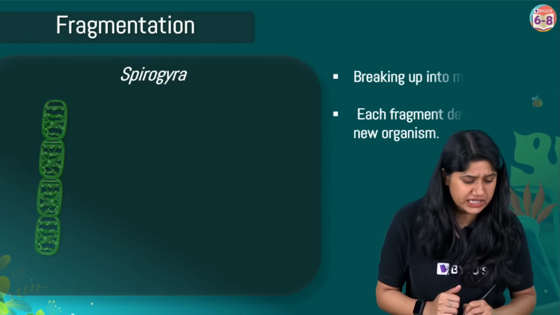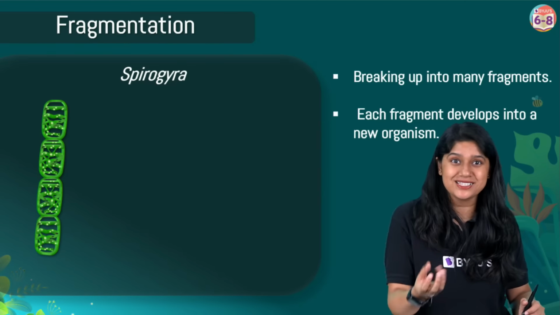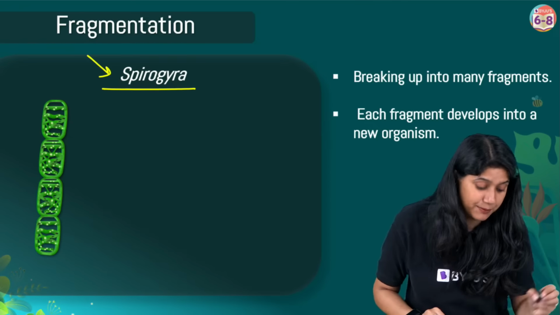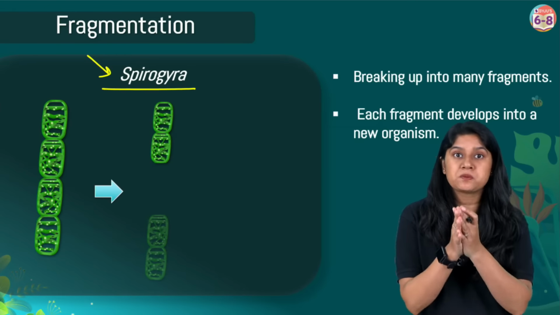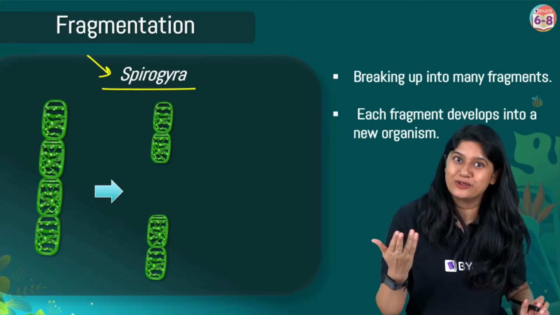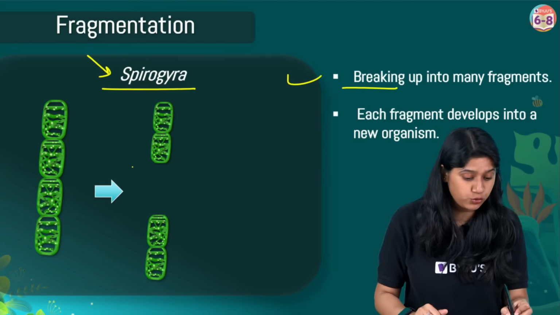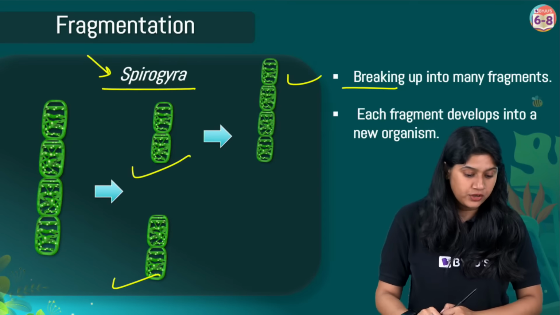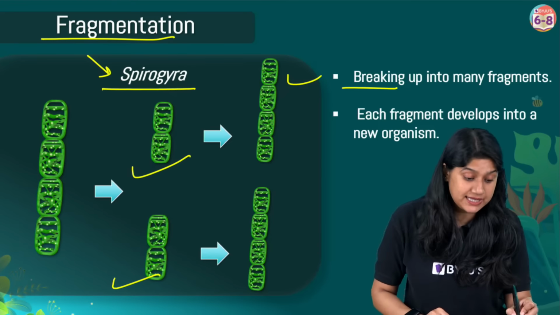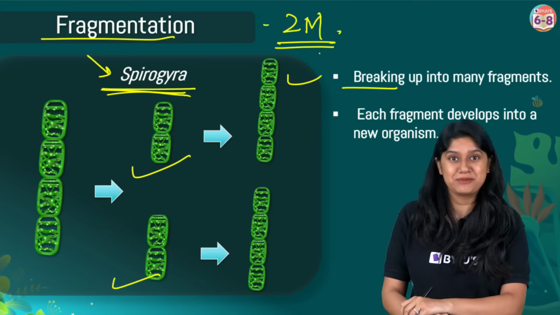Moving ahead, we have the easiest type of asexual reproduction that occurs in plants, which is fragmentation. Now, for fragmentation in plants, over here we have an example of Spirogyra. What happens here is it just breaks into many fragments, and each of these fragments will develop into a new individual. So this is a very good example of fragmentation, and please make sure to remember the example name, right? This question can easily come for 2 marks in your examination.